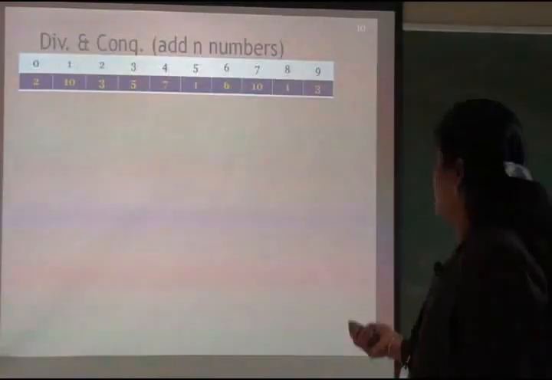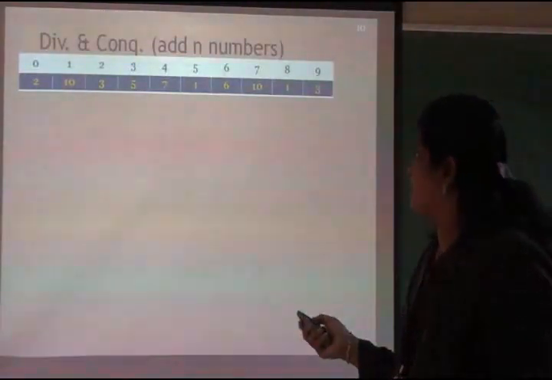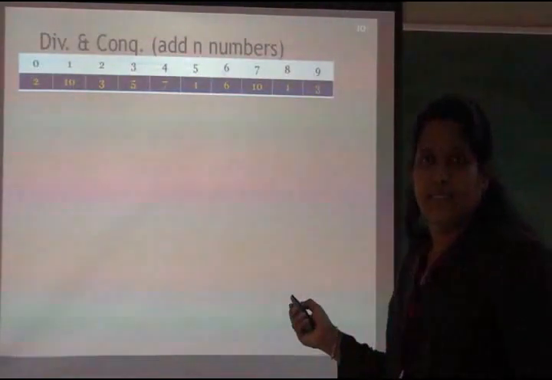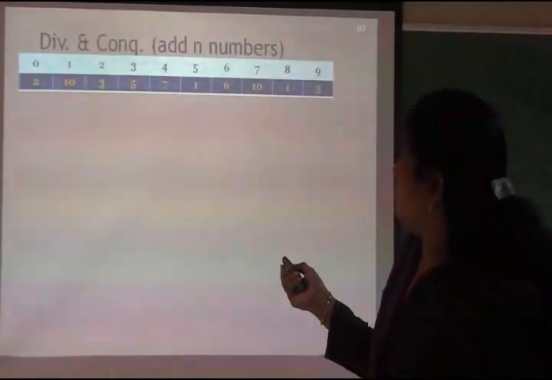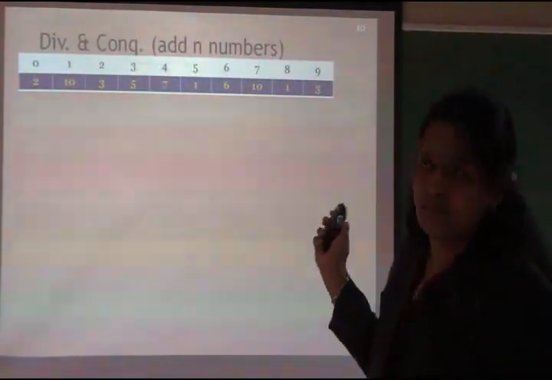Okay. Let us see an example. There are 10 numbers. The 0, 1, 2, 3 indicate the indices, and the values for this array are 2, 10, 3, 5, 7, etc.